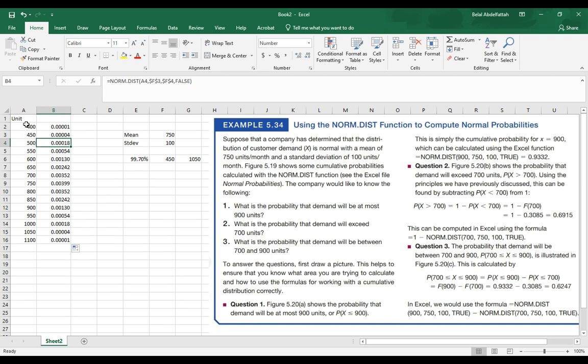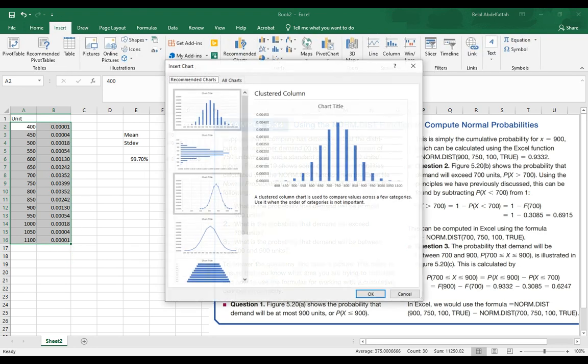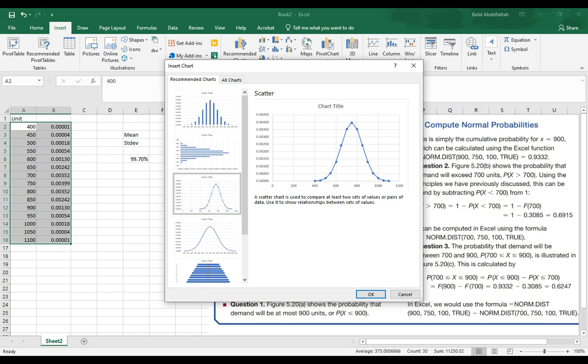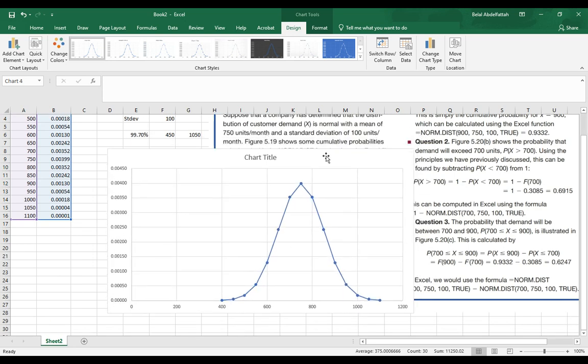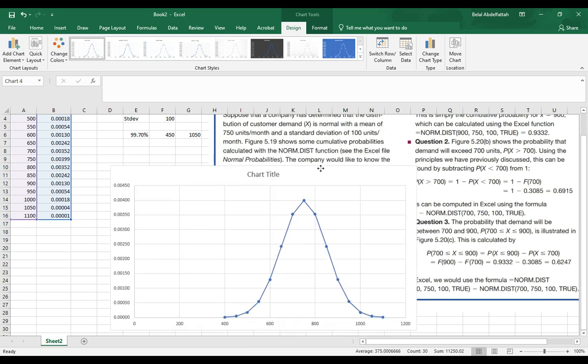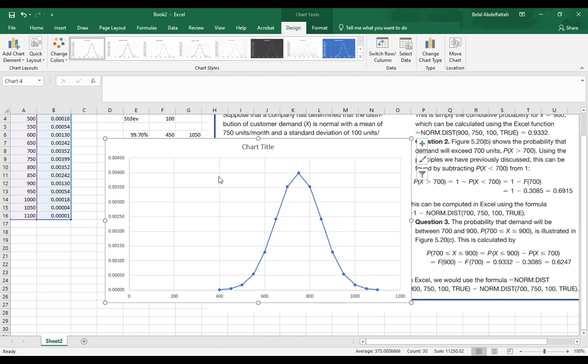So I'm going to select what I just created here, and this is somewhat of a probability distribution that ranges from 400 to 1100 units per month and the probabilities for them. If I go to insert, I'll go to recommended, and I can choose any of these. Let's keep it on this scatter chart. I'm going to press OK. This is a chart that could be used as a reference as you're trying to determine the probabilities for problems 1, 2, and 3, if it helps you understand it a little bit better.